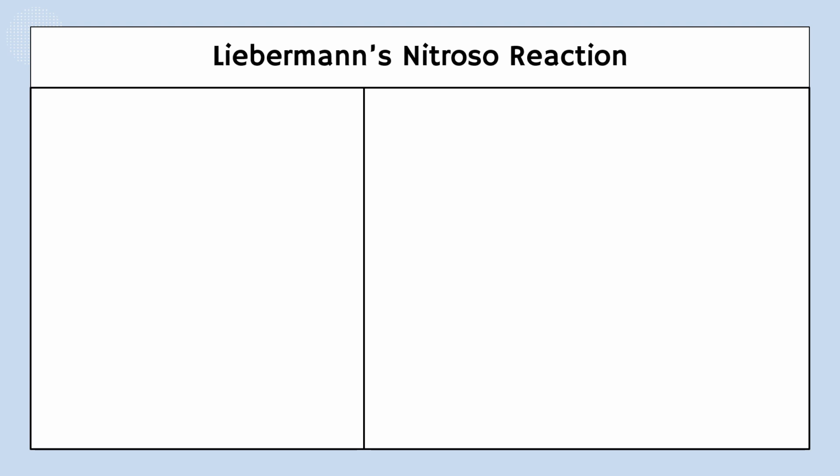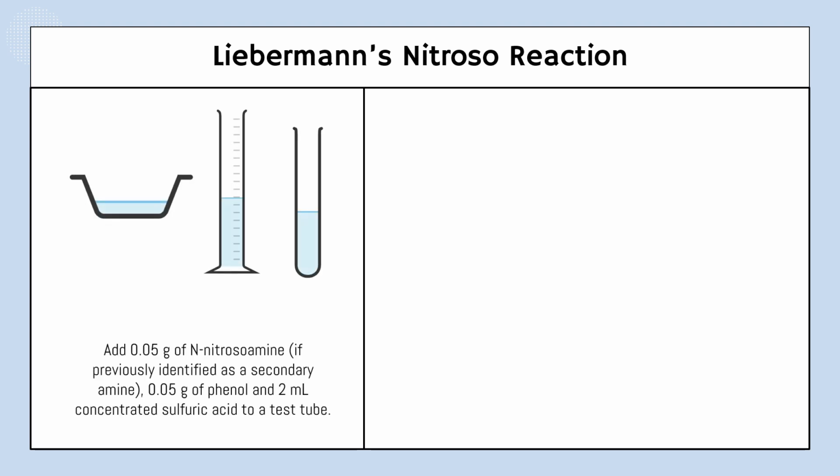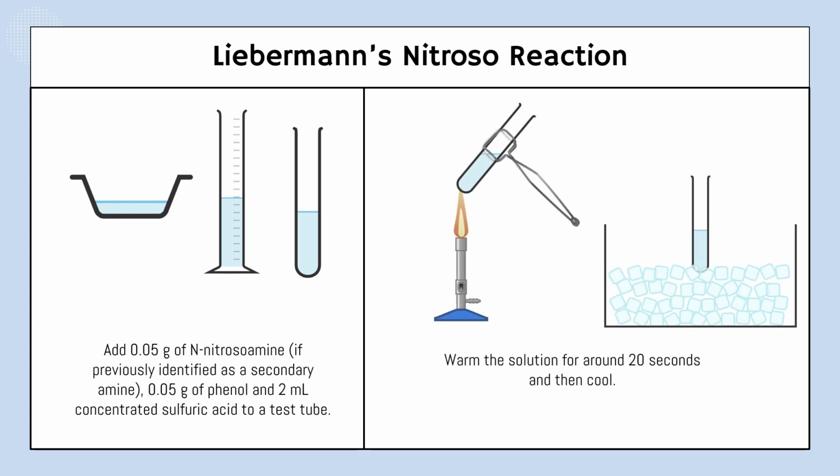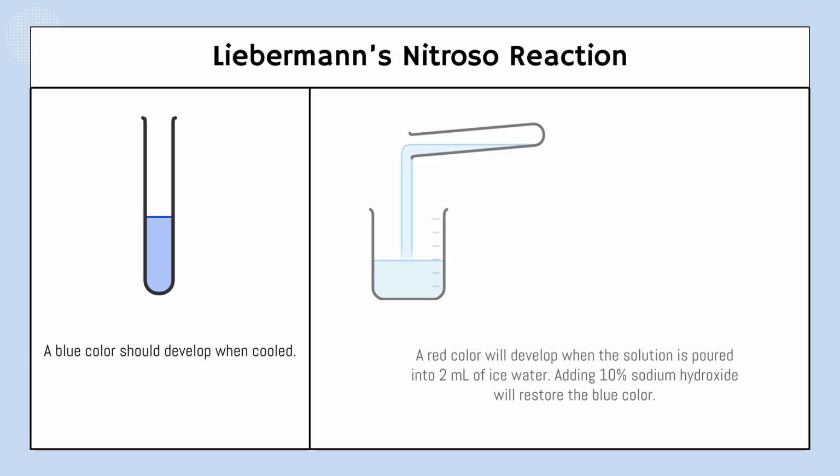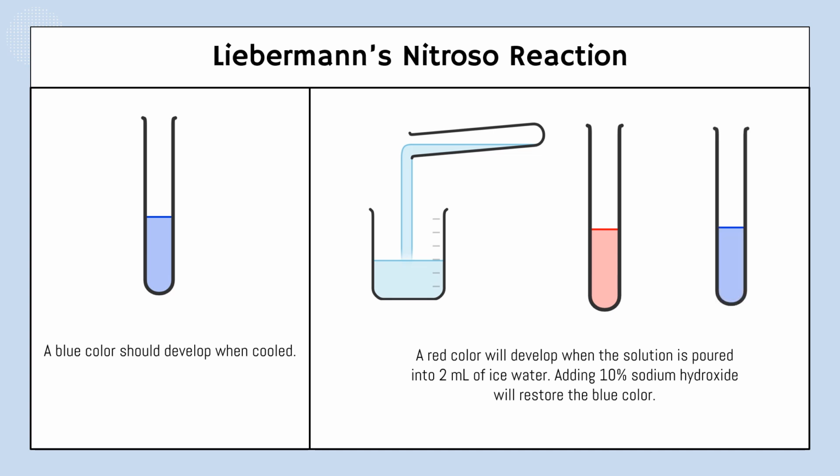For the Lieberman's nitroso reaction, we add 0.05 grams of the N-nitrosoamine, which is also our secondary amine that we have identified. We'll also add 0.05 grams of phenol and 2 milliliters concentrated sulfuric acid to a test tube. We warm the solution for around 20 seconds and then cool. A blue color should develop when the solution is cool. However, a red color will develop when the solution is poured into 2 milliliters of ice water. Adding 10% sodium hydroxide will restore this blue color.